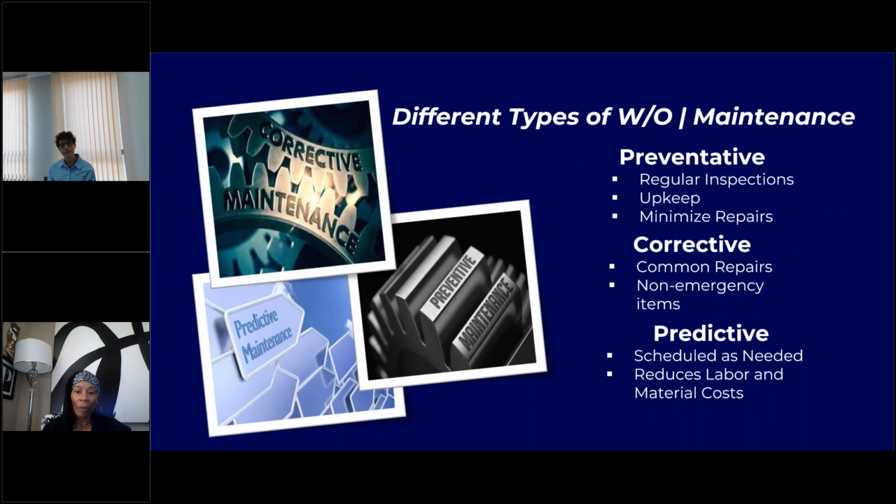And I'm going to go over 3 different common types of work orders and maintenance orders that property managers receive. The reason why is because it can give you insight on time limits of how long it takes to turn over. We call it in property management turning over a work order. Your 3 main ones are preventative, which are regular inspections and upkeep of the units. The reason preventative maintenance is important is because it does minimize repairs.